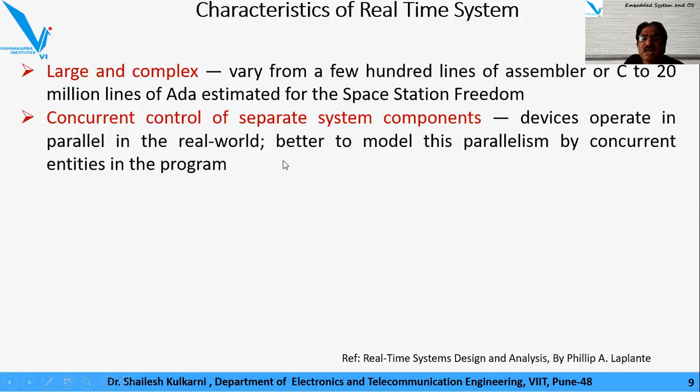Then concurrent control of separate system components. This is very interesting and important. As I say, devices operate in parallel in the real world, obviously, as we have seen. It is better to model this parallelism by concurrent entities in the program. And this is exactly what we are trying to do to design real-time systems, by having a concurrent programming model. We want most of our tasks to be in a ready state, and among the ready tasks, the one with the highest priority would be scheduled.